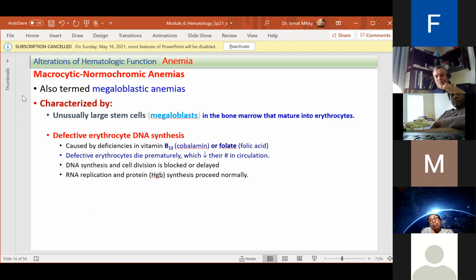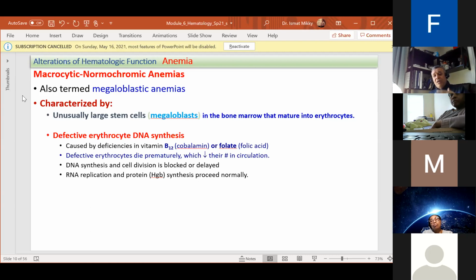So we have many defective mechanisms that will result in defective RBC DNA synthesis. Defective erythrocyte DNA synthesis can be caused by, I would say, most commonly the deficiency of B12 and folic acid, or it can be due to defective RBCs, which will die prematurely.